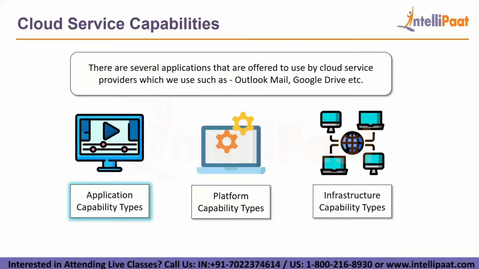The first one is application capability types. There are several applications that are offered to be used by cloud service providers, such as Outlook Mail, Google Drive, Gmail. These are all applications that are running in the cloud, that use cloud technologies, and are served to you via the internet. So these are the application capability types that you can use for your own benefit.